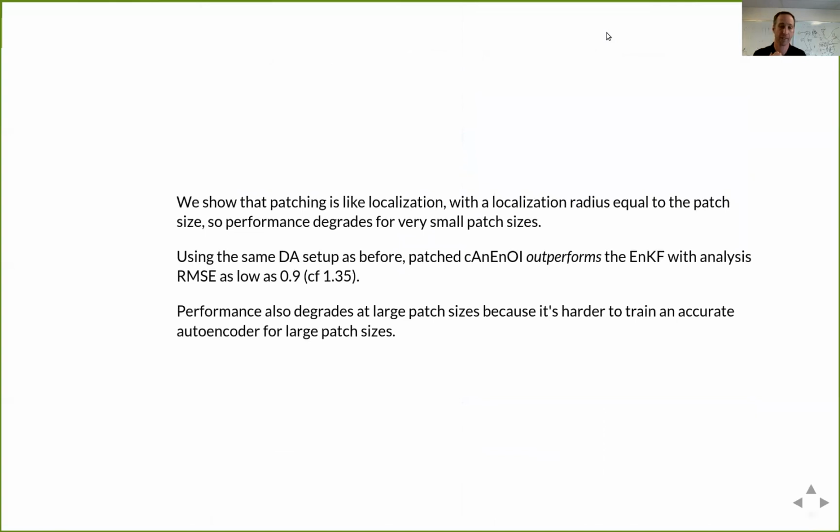We do some analysis of this. We show that moving the patch boundaries like this is like localization, where the localization radius is equal to the size of the patch. So as you might expect, the performance degrades for very small patch sizes. It's like using a localization that's way too tight. Similarly, performance degrades if you make your patch size really big, just because it's harder to train an autoencoder to do a good job on a really big patch.